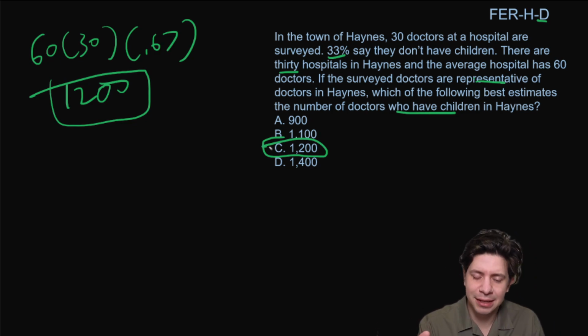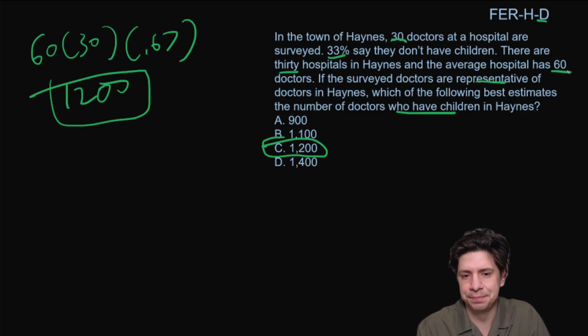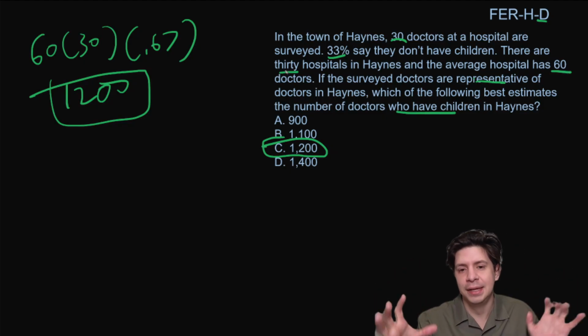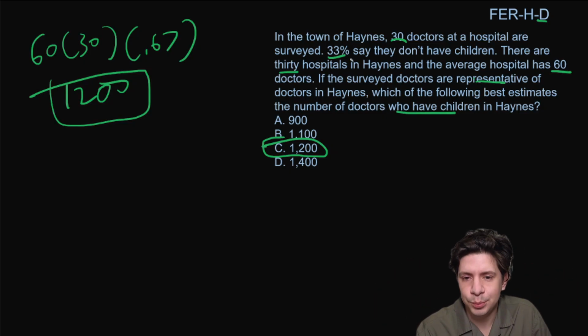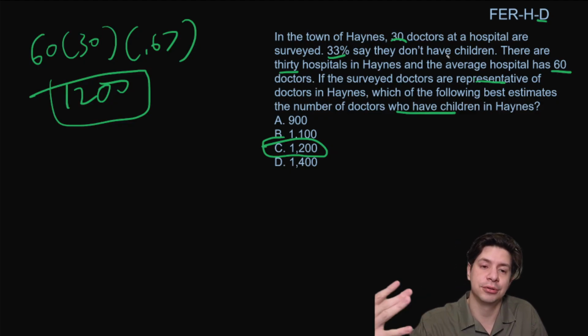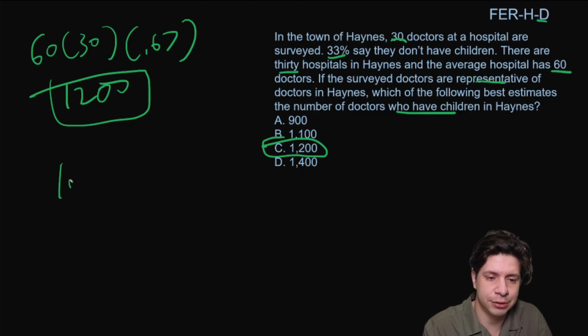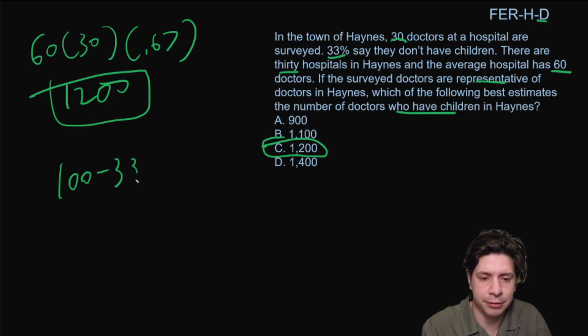It's very subtly made harder just by the fact that the hospital we're surveying has 30, but then the average hospital has 60. And we do 60 times the 30 hospitals to find the total population. And then we're given 33% don't have children, so we have to find the percent who do have children, which is found by doing 100 minus 33.